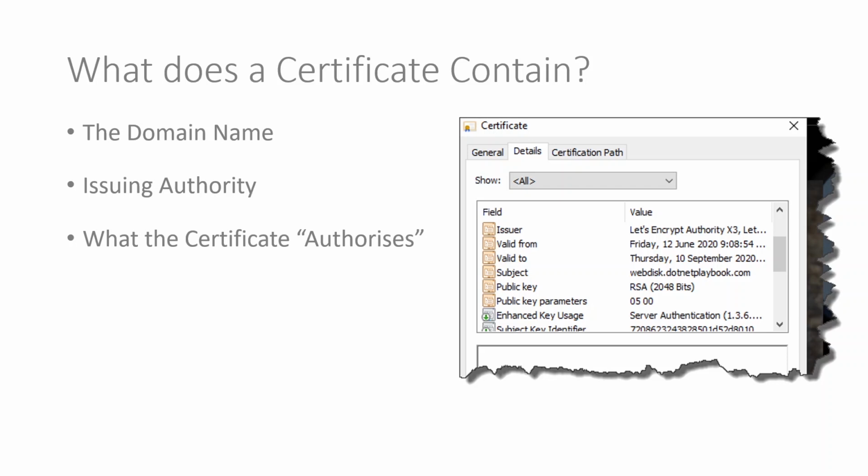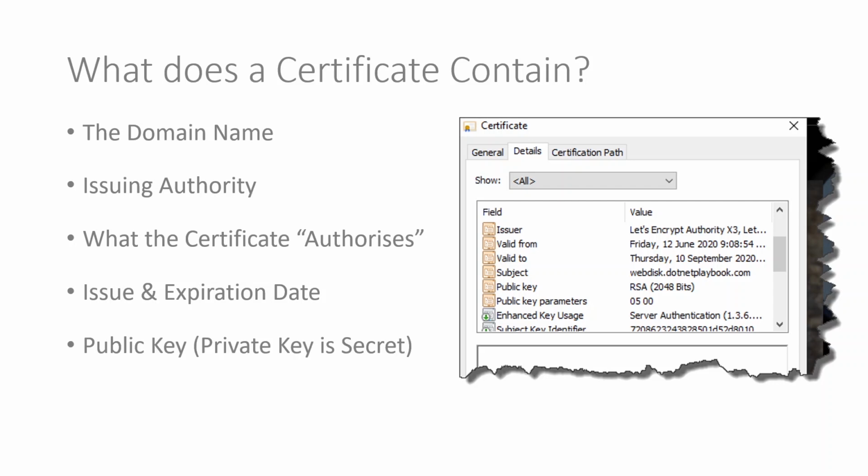What the certificate authorizes you to do. So does it identify you as a client? Does it identify you as a server? Does it do both? Issue an expiration date. And as I mentioned before, public and private keys. We'll look a bit at that when we talk about the interaction diagram.